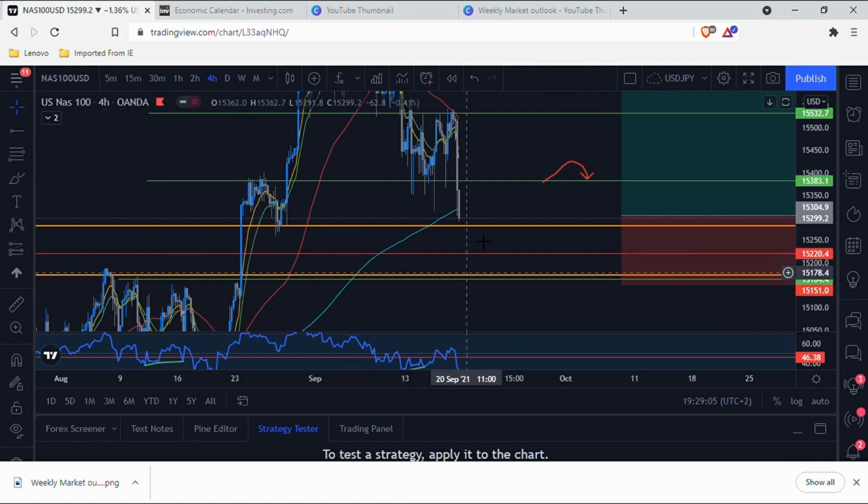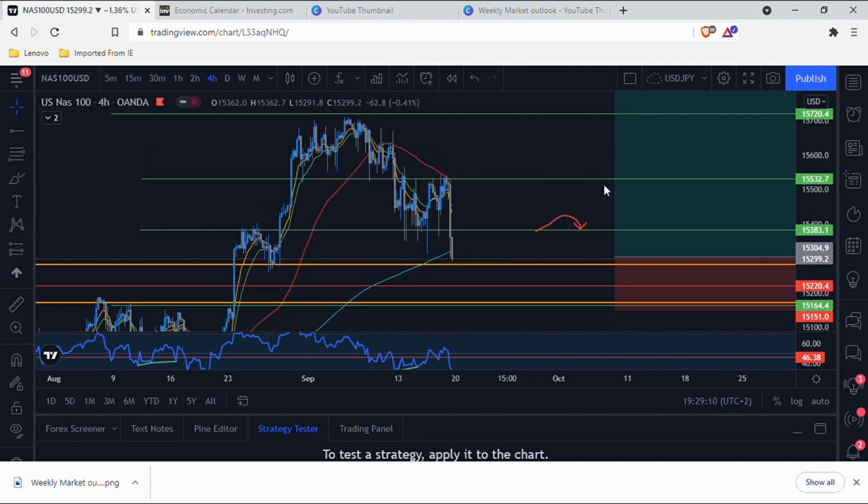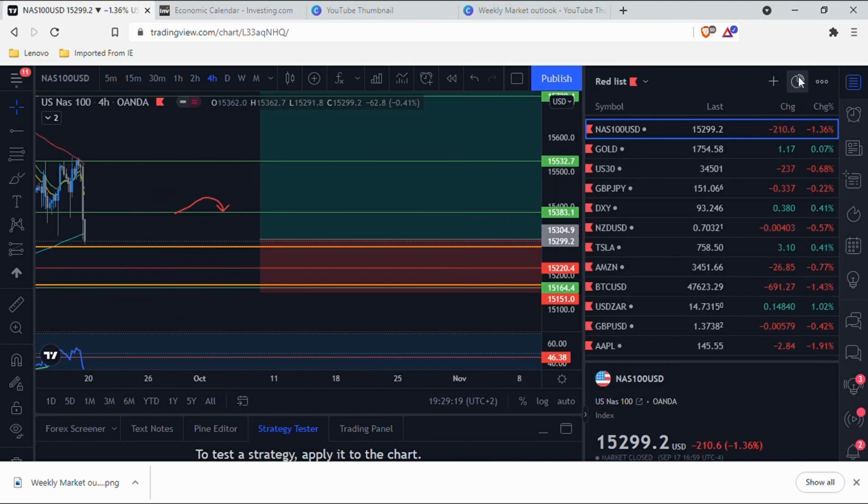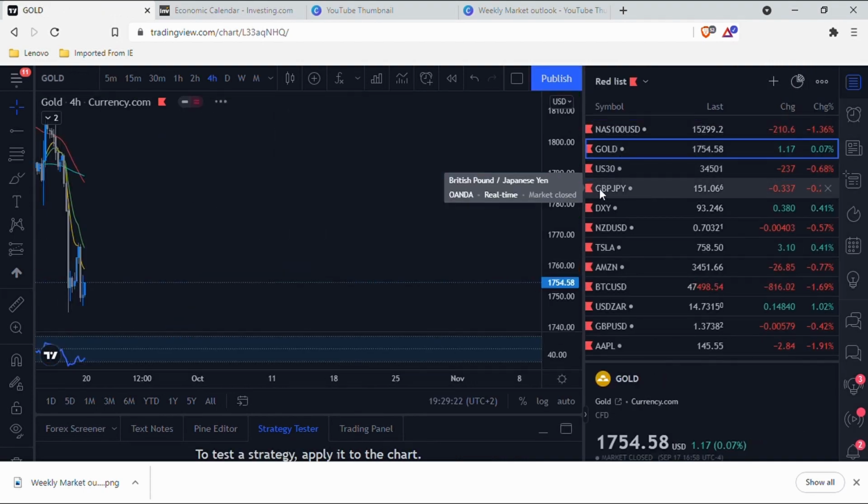The overall trend is bullish and I'm kind of looking for a bull move. However, the lower we go, the better the buy becomes for us. Remember, new devices are coming out for Apple as well, which directly affects the way Nasdaq will move. Right? Then what I'd like to look at is gold.